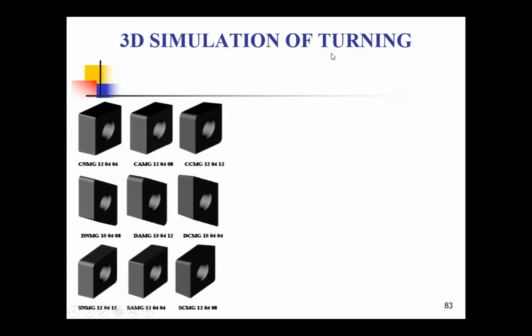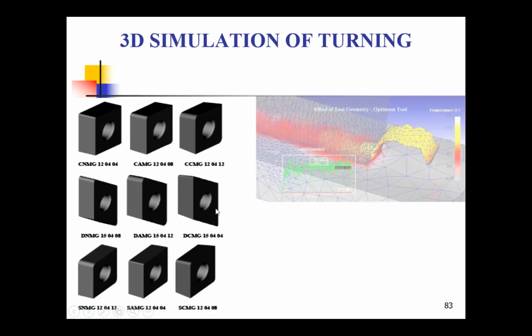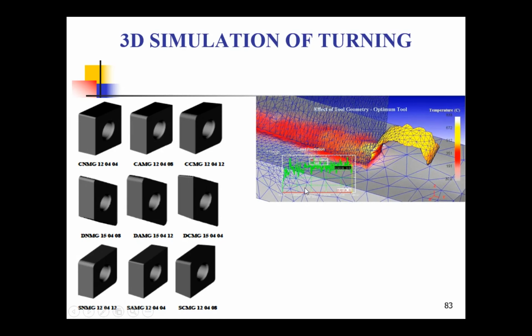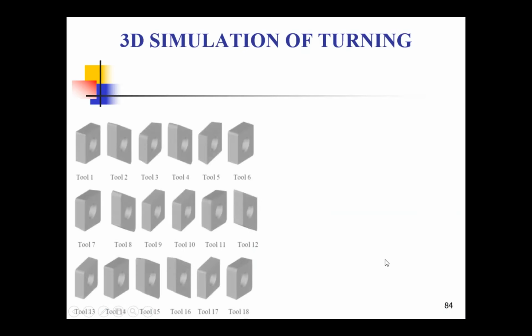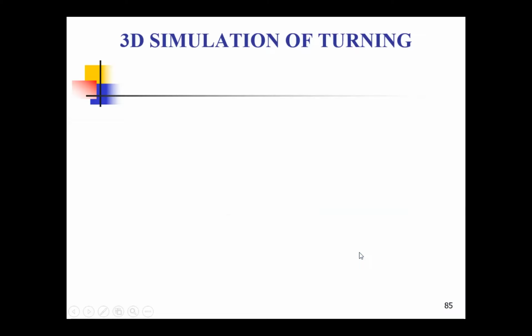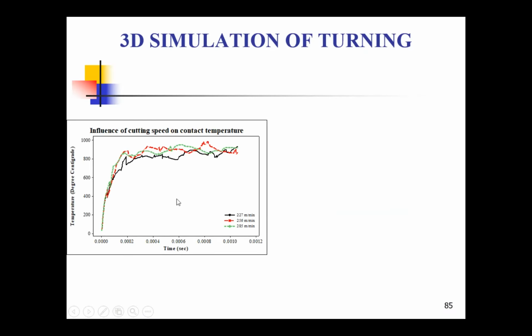Then we come across the 3D simulation of turning process. Here these tools were modeled using SolidWorks, for 3 different inserts: C shape, that is 85 degree, D 55 degree, and S 90 degree, for different relief angle and nose radius. And then we are going to simulate these studies, and at the same time we are going to predict the interface temperatures and all these things. The cutting forces you can see here. Similarly for 18 tools we can see.